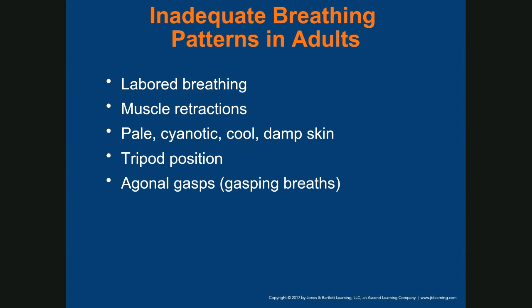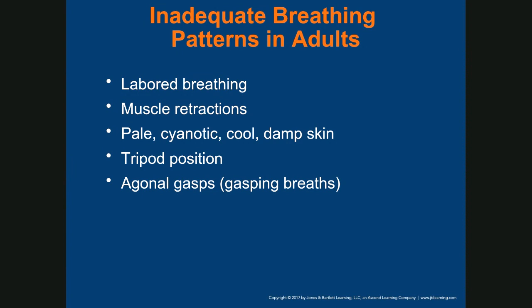Cyanotic would be bluish discoloration of the skin, which indicates poor oxygenation. If you can see cyanosis and it is central, your patient is not in good shape. Cool damp skin would indicate that blood flow is being redirected from the skin to the core of the body. That's when the patient starts to go into shock, something you will learn about later on.